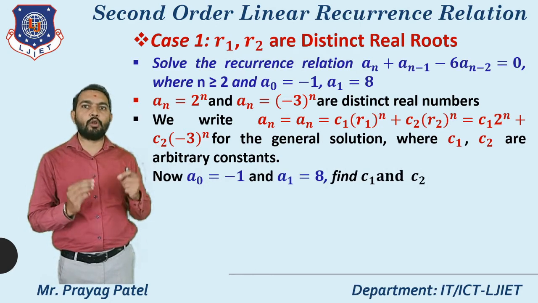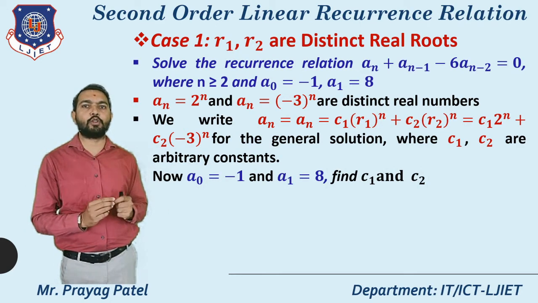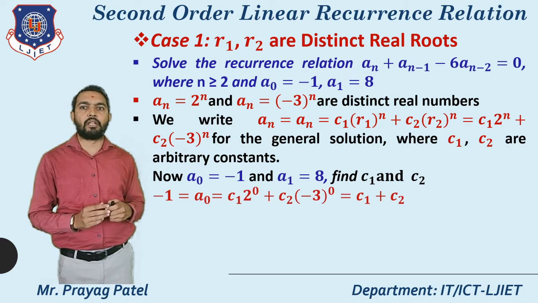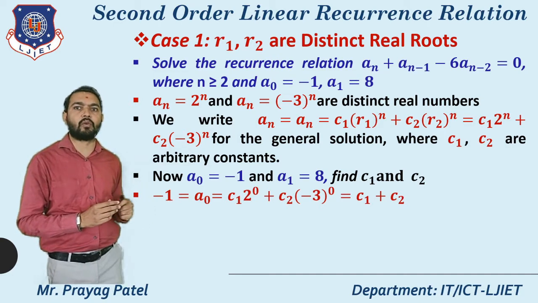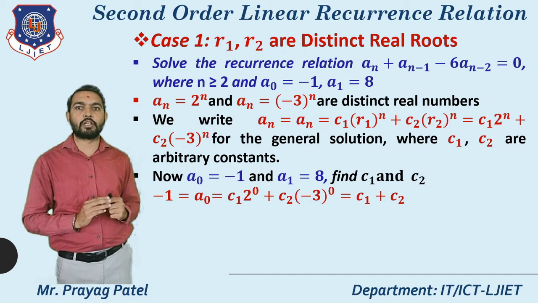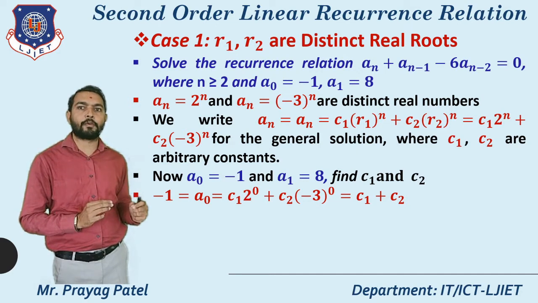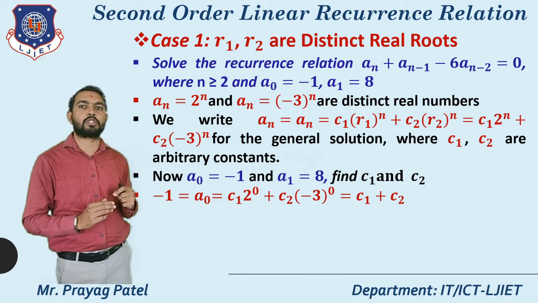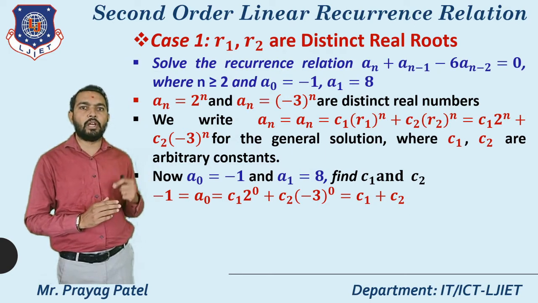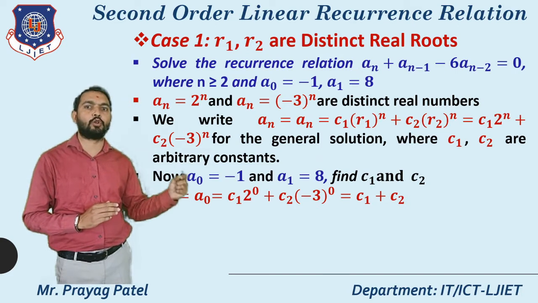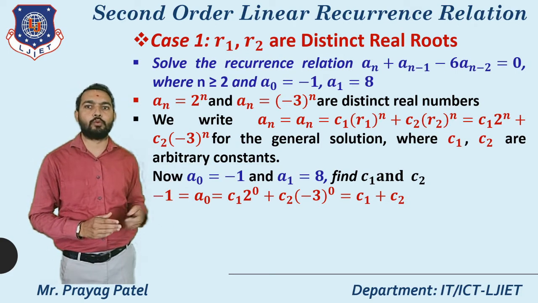Now we have the initial values a0 and a1. So the initial value a0 is equal to minus 1 and a1 is equal to 8. So a0 is equal to minus 1. In place of n we put 0 because our initial value is a of 0. So minus 1 is equal to a of 0, which is c1 into 2 raised to n. Now in place of n we put 0, so 2 raised to 0 plus c2 into minus 3 raised to 0, which is equal to c1 plus c2.